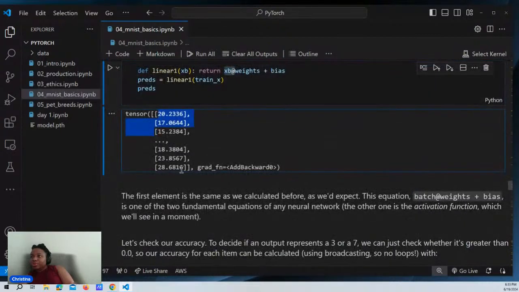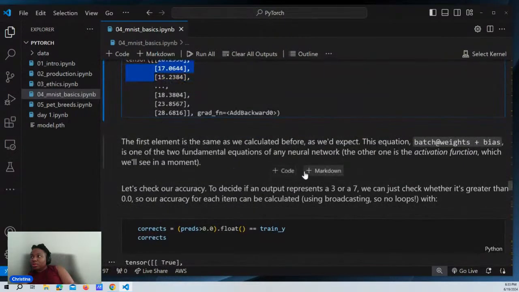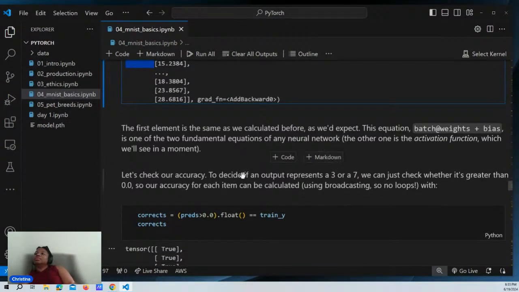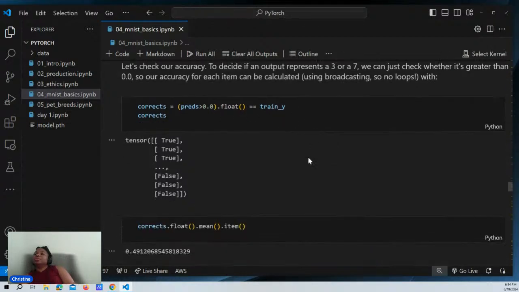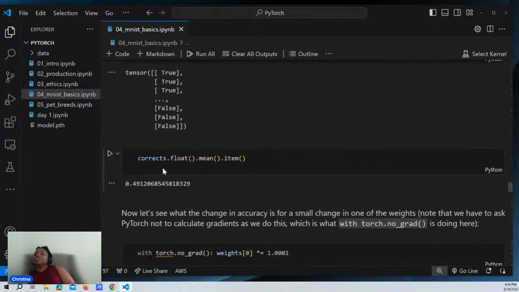So get out these predictions, right? They batch did the weights, the multiplication on it, and decided whether the output is a 3 or a 7. And so predictions greater than 0, float, equals train y. So they're basically counting how much equals it. That's giving us true and false, and the mean is 49%.